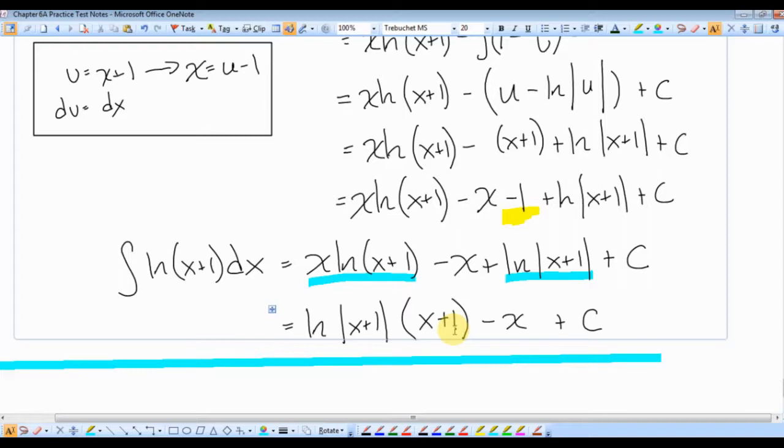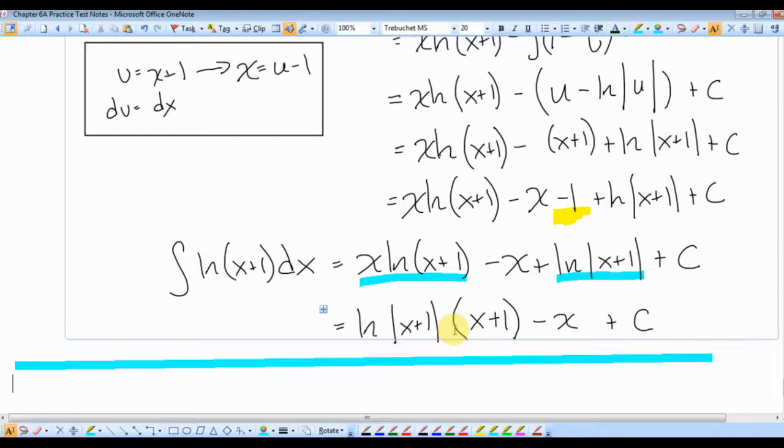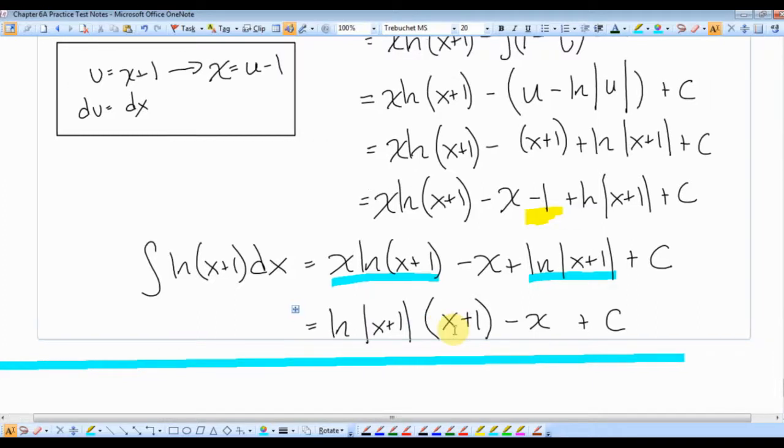So it doesn't matter that x plus 1 is in parentheses and that one is absolute value? It does, and I'm a little bit worried about it. Let's back up here. This natural log of x plus 1 is just one single number. This is not natural log times x plus 1. This is natural log of x plus 1. So this is one thing.